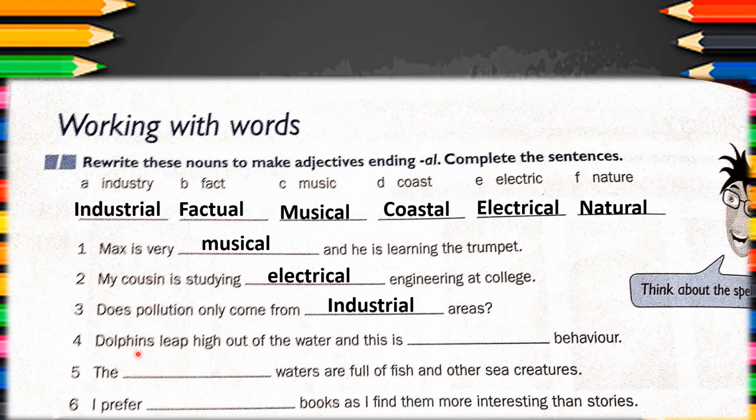Number 4. Dolphins leap high out of the water, and this is what? Yes, natural behavior. Number 5. The what waters are full of fish and other sea creatures? The coastal waters, yes. And the last one: I prefer what books, as I find them more interesting than stories. Yes, this is factual books.